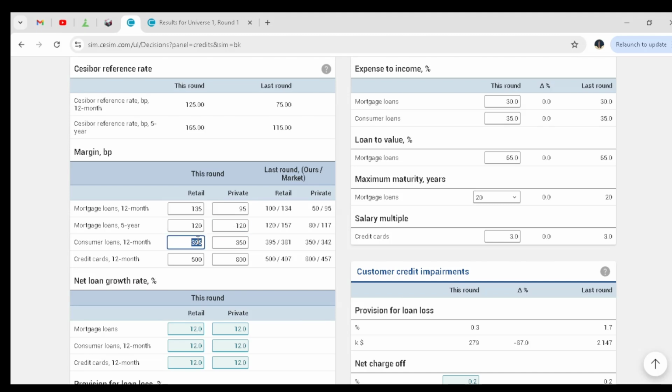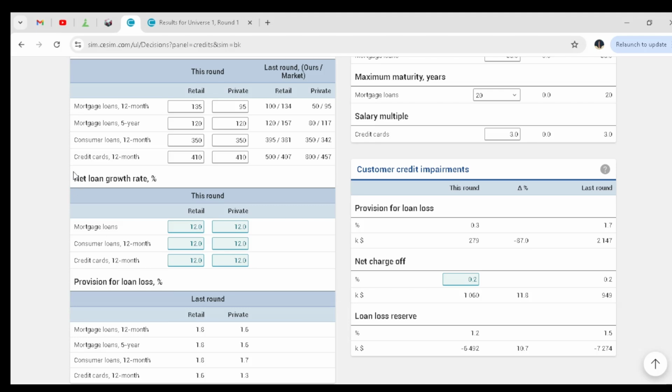Consumer loans for the 12 months, we're going to give it 350, and also for the private, we shall give it 350. Credit cards for the 12 months, we're going to give it 410, and also for the private, we shall give it 410.